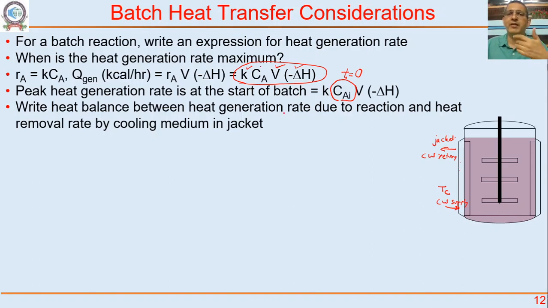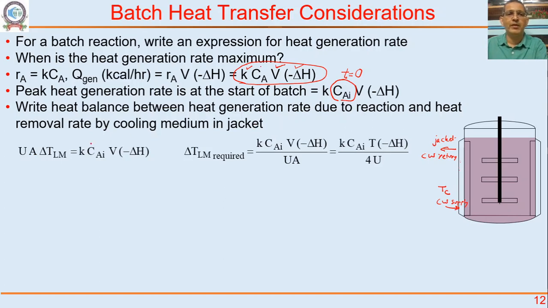It is when we match the rate of heat generation to the rate of heat removal by cooling. So let's write that: UA delta T log mean, that's our heat removal rate, and this is our maximum heat generation rate. We can rearrange this expression to tell us what is the difference in the inside temperature minus the outside temperature that is required. Delta T log mean would be K CA I T minus delta H divided by 4U.